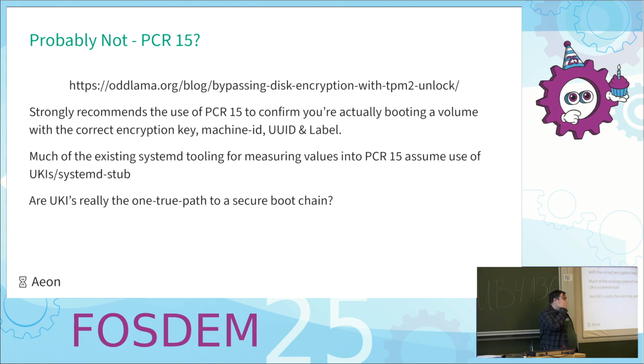Really, the recommendation there is to measure PCR 15. systemd has all this wonderful tooling for measuring lots of file system information and UUIDs and recovery keys and all that stuff, but all that stuff only works if I'm using systemd-stub with UKIs. Is that really the one true way? Why don't you want to use the UKIs?